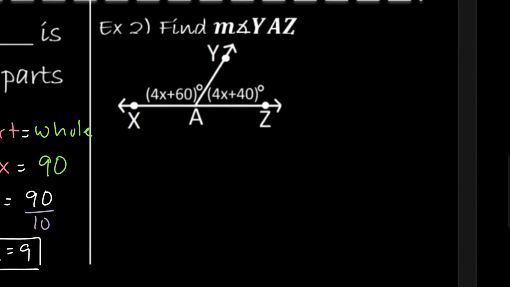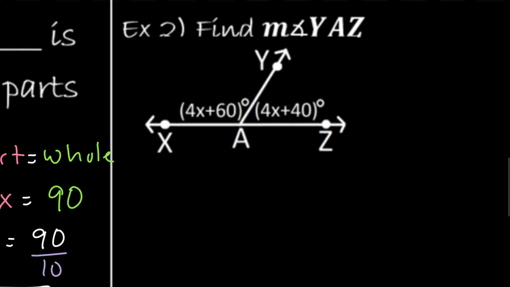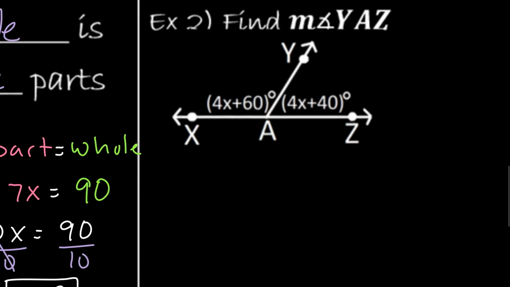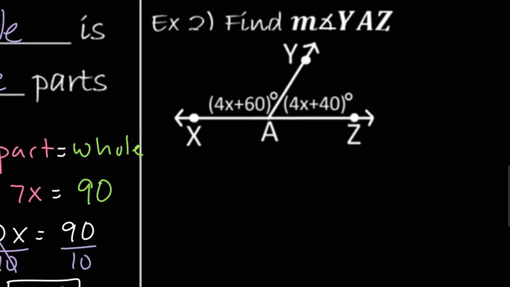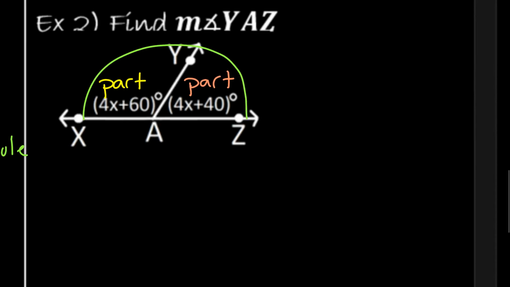All right, so we're going to finish up. We're going to finish up this last example here. What equation are we going to use to help us? Beautiful. So we have part and part. What is our whole? How do you know?